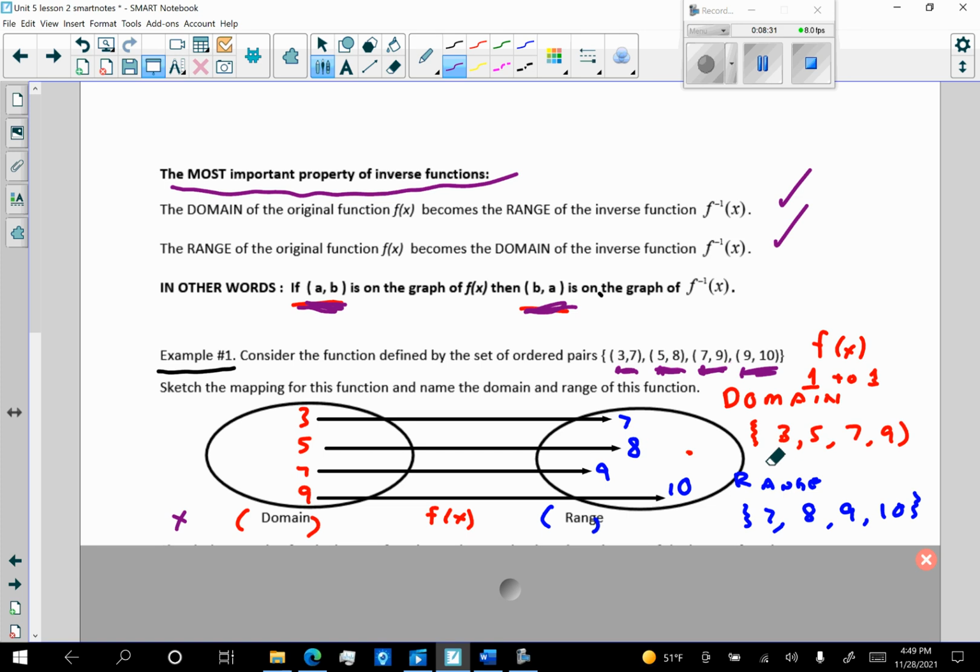And this is the domain that I have listed here. And 7, 8, 9, 10. This is the range that I have listed here. And I have the actual mapping drawn. 3 maps to 7. 5 maps to 8. 7 maps to 9. And 9 maps to 10.